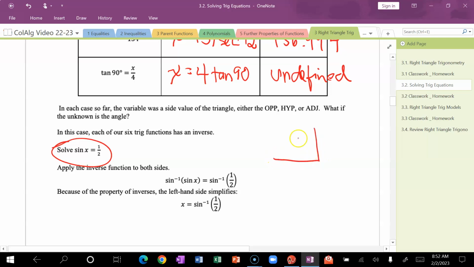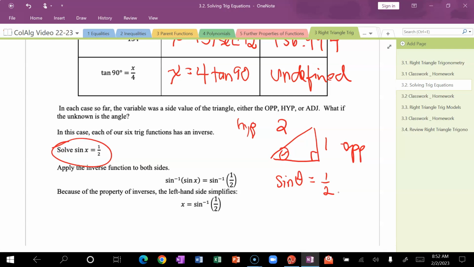We can draw this with triangles, an angle that has a sine of 1/2. It would look like that. So that would be the angle. I know that the sine of that angle is 1/2 because this side is the opposite and this side is the hypotenuse, and you can clearly see that the sine of that angle is 1/2. But I need to know what is that angle. So how do I find that angle?